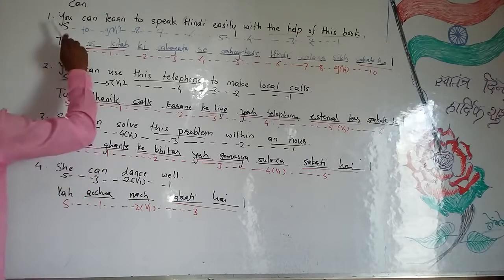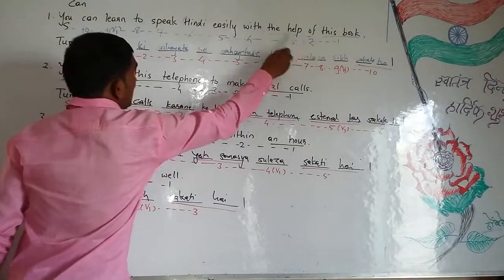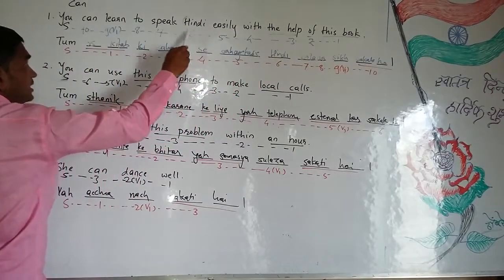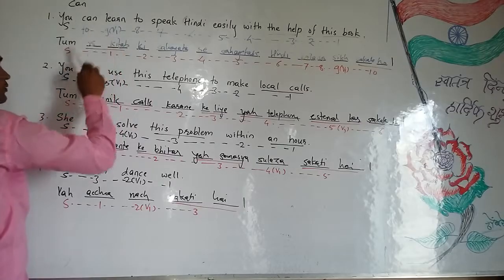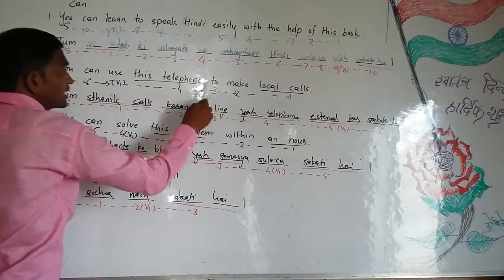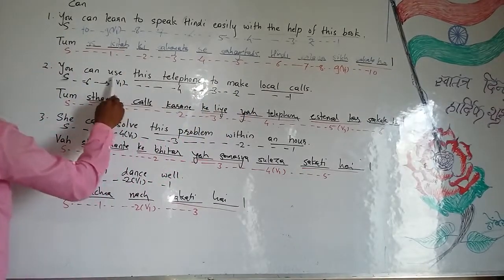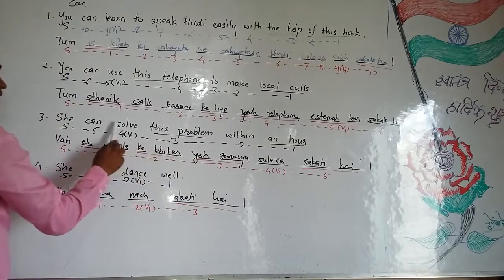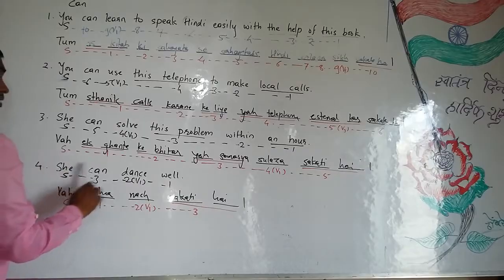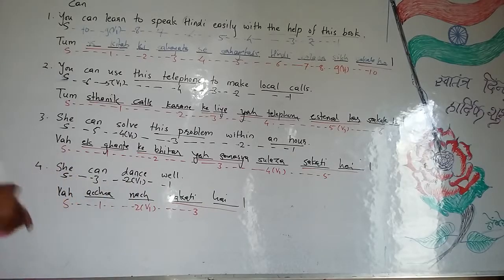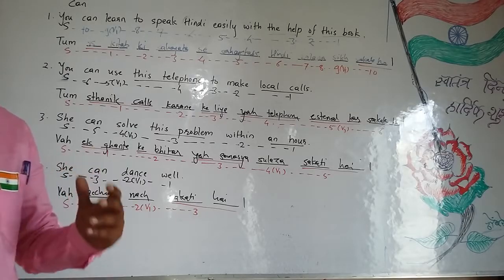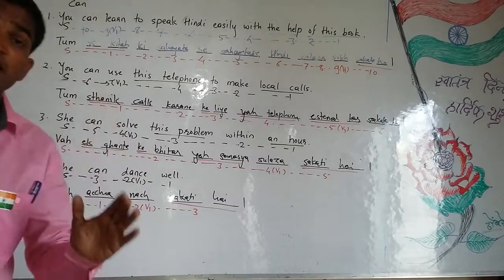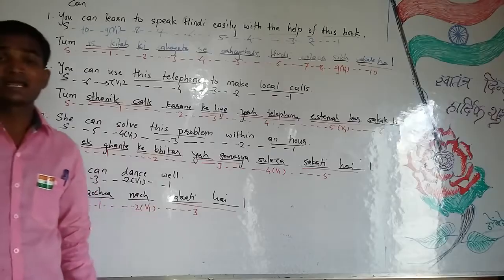I will try again. Look here. तुम इस किताब की सहायता से सहजता से हिंदी बोलना सीख सकते हो. तुम स्थानिक कॉल्स करने के लिए यह टेलीफोन इस्तेमाल कर सकते हो. वह एक घंटे के भीतर यह समस्या सुलझा सकती है. वह अच्छा नाच सकती है. Again, watch the video and try yourself again and again to get the fluency in speaking Hindi. Now pause the video and try yourself.